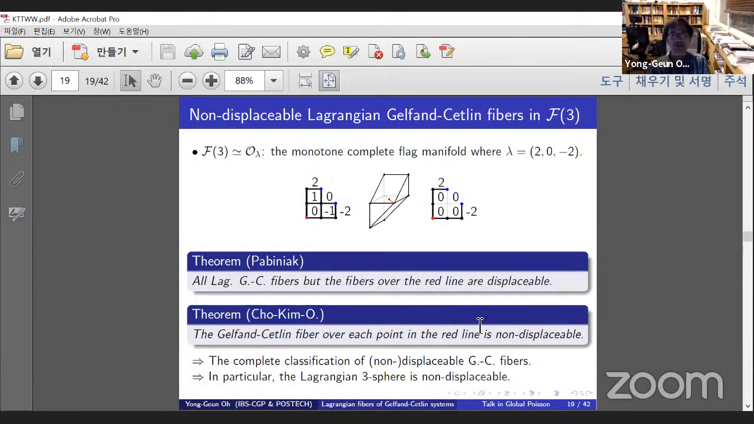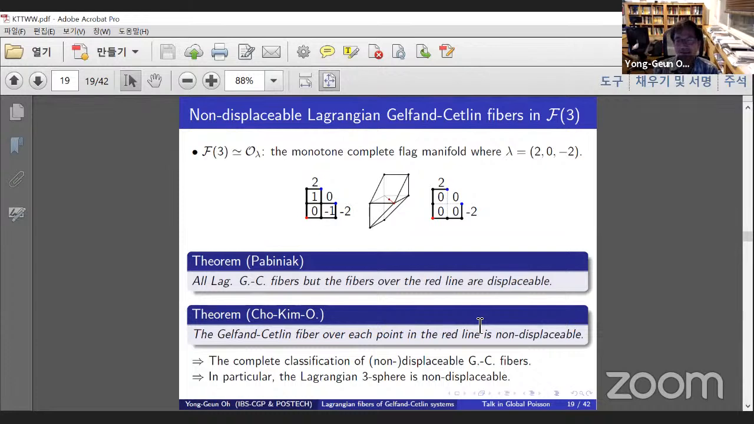Okay, so now I'm particularly interested in these particular examples. Why is that so? You look at this red line in this polytope, and I will show you that all the fibers based at this red line are actually non-displaceable. They are all tori, but its limit, the fiber at the particular vertex, is also Lagrangian, whose topology is actually S3.